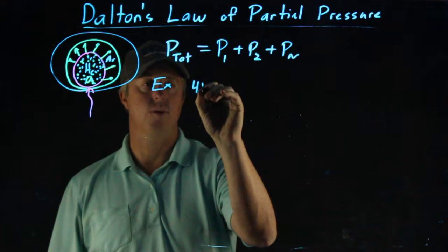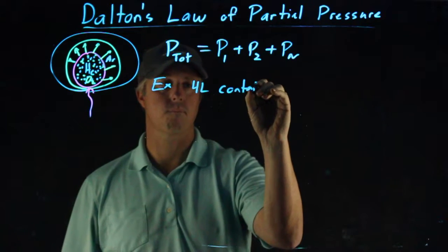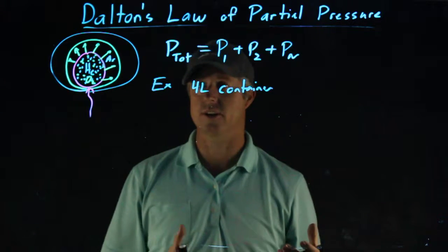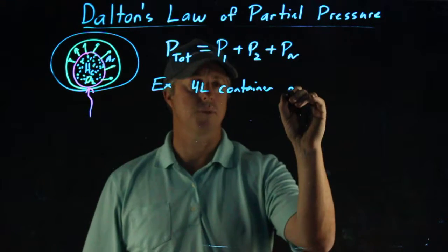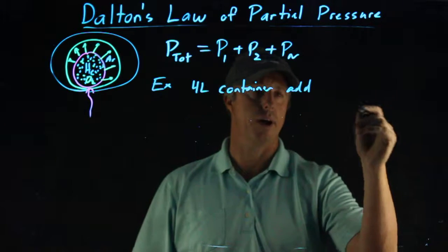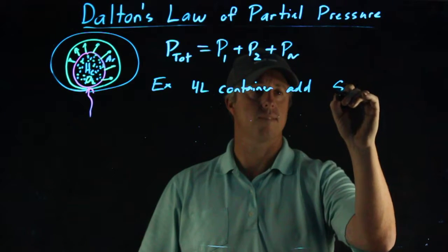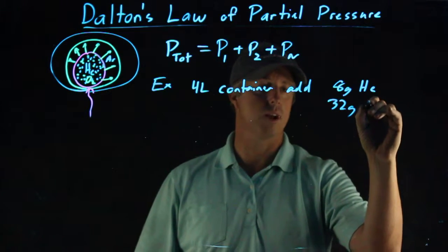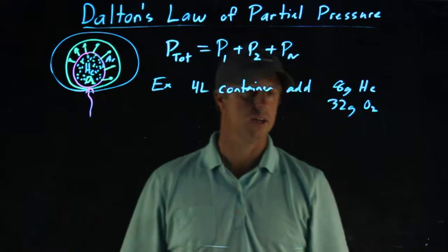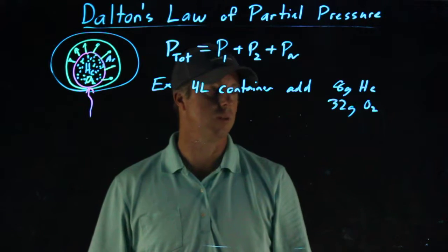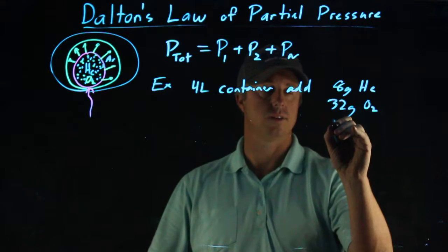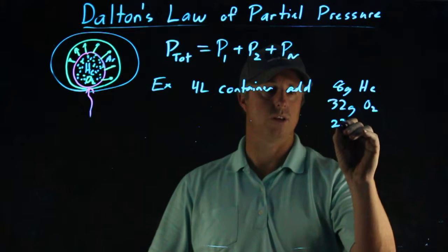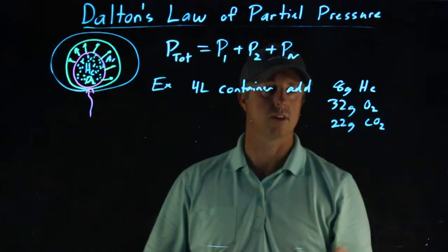Let's say I have a 4-liter container. It's a fixed container, so it's not going to change its volume. And let's say I'm going to add about 8 grams of helium, 32 grams of oxygen, and we should add one more. How about 22 grams of carbon dioxide.